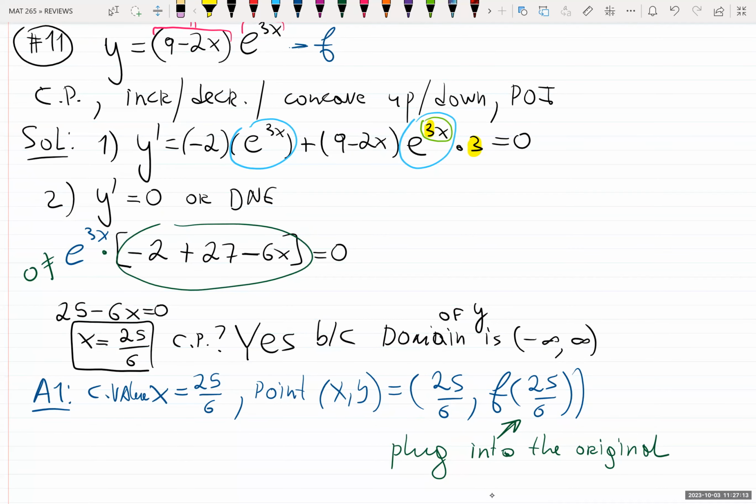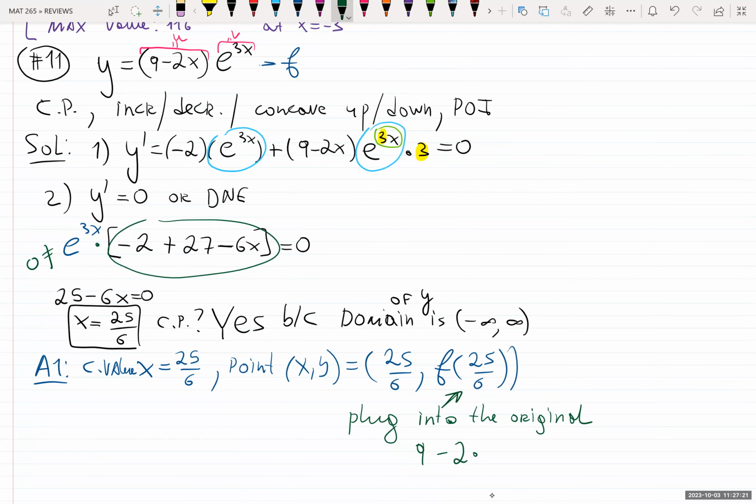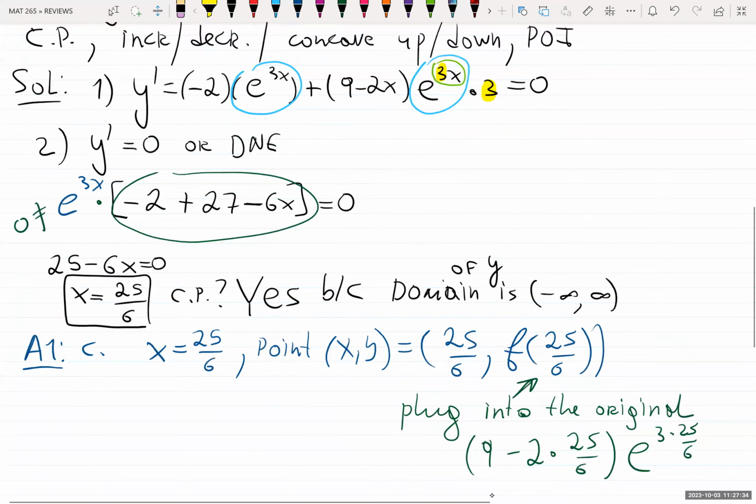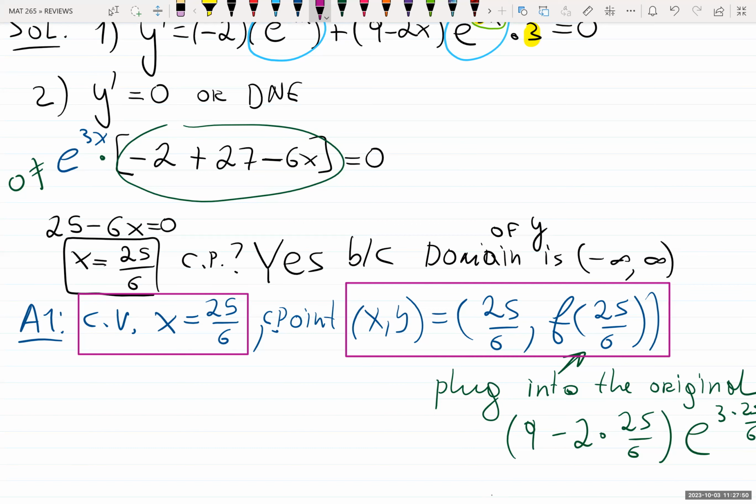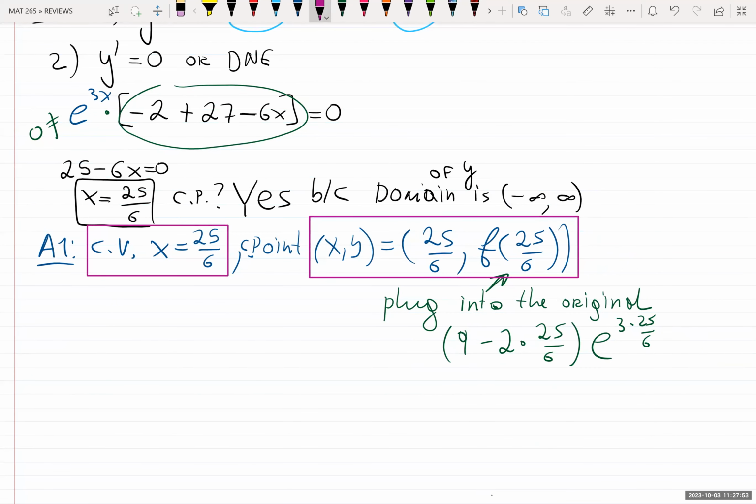So you know what's going to be the answer? It will be 9 minus 2 times 25 over 6 times e to the 3 times 25 over 6. And guess what? Nobody requires you to simplify. I made sure in the settings that WebWork accepts unsimplified answers. So critical value versus critical point, both will be correct answers. I'm just going to reinforce the idea that it depends on what the amazing and very logical WebWork is asking every single time. It's always different. It's so annoying. So that's kind of the problem here.